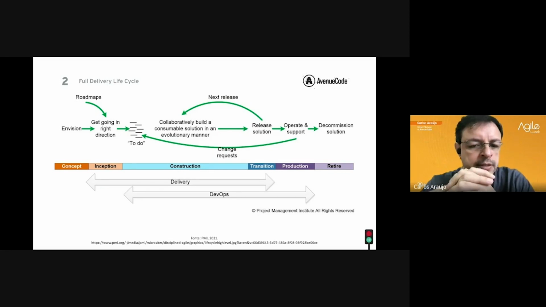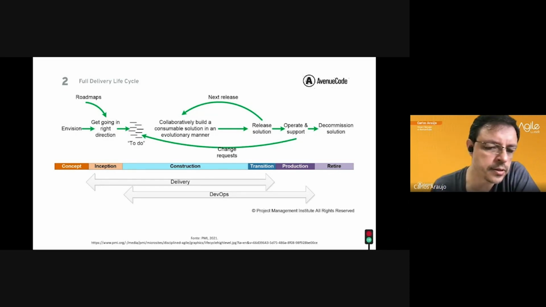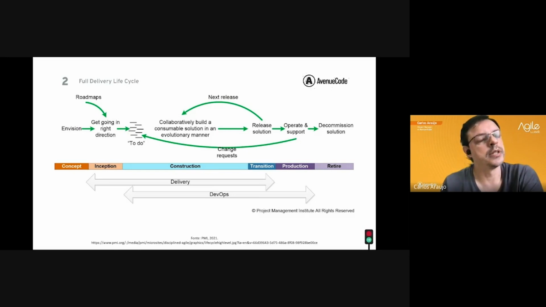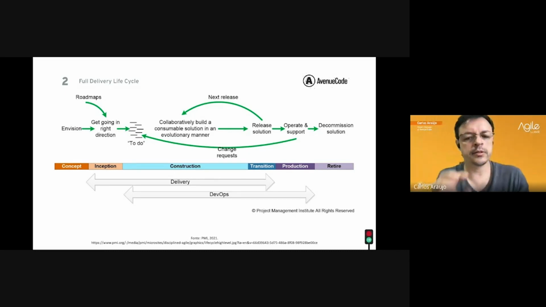One thing that is important is that DA works on the delivery part, which means from inception, when we start to define what is going to be built, until the transition, when we put that into production. And then comes DevOps. DevOps works from the construction part, to understand what is coming up, until the phase of transitioning and going to production.